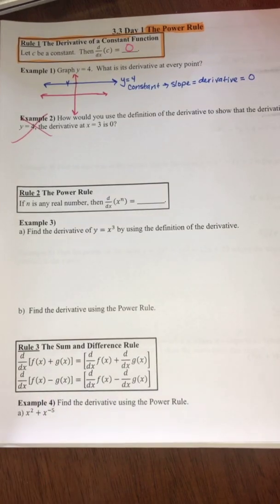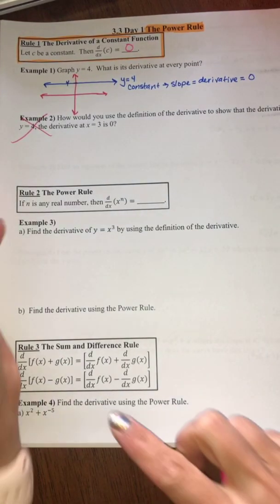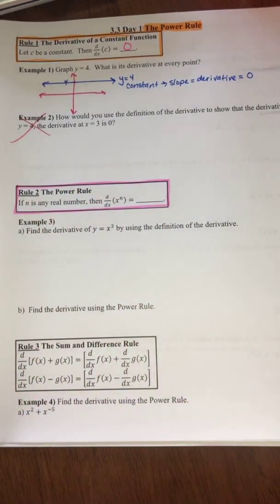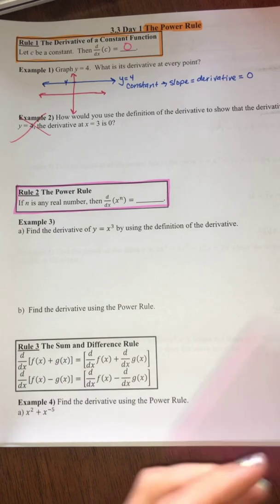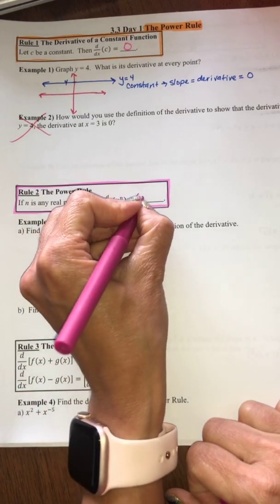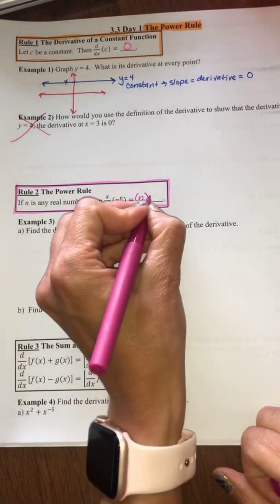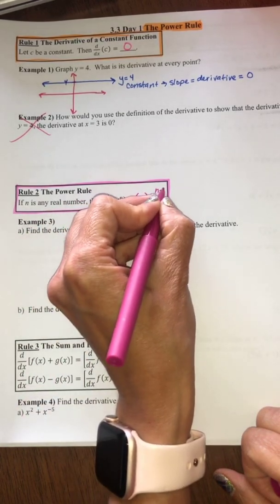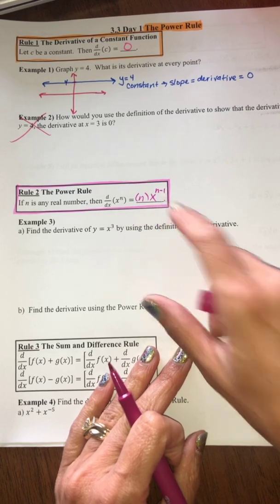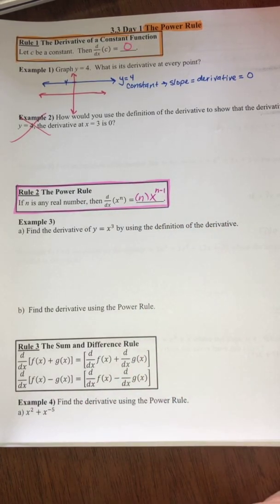Second part is the actual power rule itself. Rule 2, the power rule. If n is any real number, then d dx, the derivative, of x to the nth power is n, notice how that drops in front, of x to the n minus 1 power. So whatever that exponent is, it drops in front, and then it goes down a degree on the exponent. Okay, it's a super easy rule, and it's going to be way quicker than doing the f of x plus h minus f of x all over h type thing.